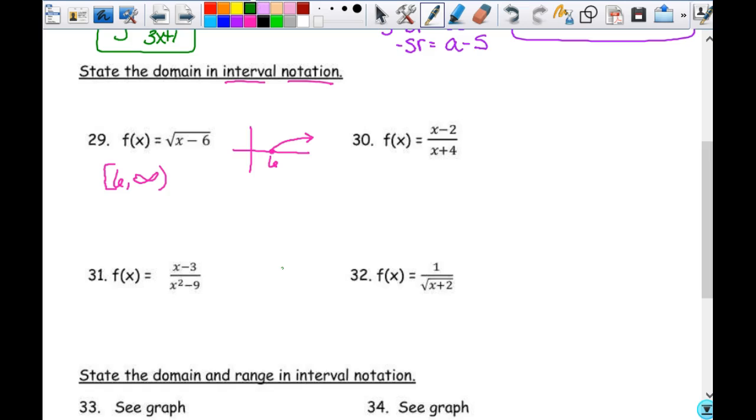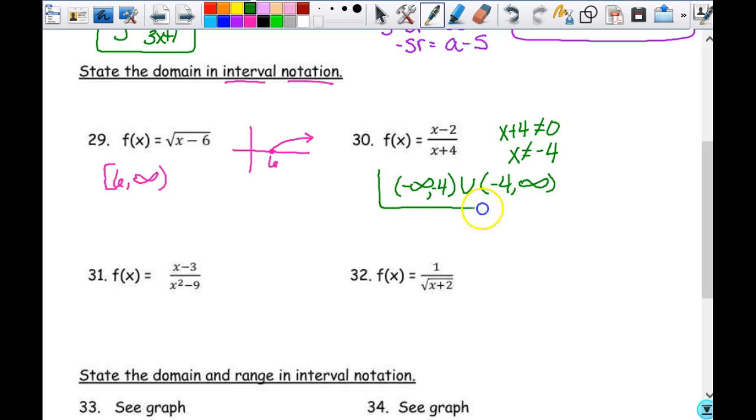Okay, so then here, f of x equals 2 over x plus 4. So x can equal anything except what's going to make this 0. So I know that x plus 4 cannot equal 0, which means that x cannot equal negative 4. So my interval then is going to go from negative infinity to negative 4, and then from negative 4 to positive infinity. And that is a union of the two, not an intersection.